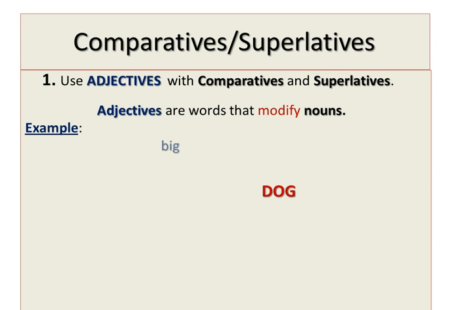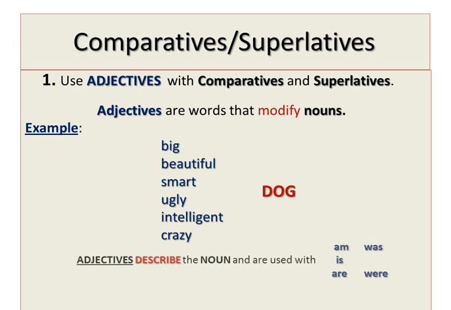Well, for example, we could say it was a big dog, or it was a beautiful dog, or again, a smart dog, an ugly dog. Or if your dog likes to chase cars, perhaps you would consider him intelligent, or you might consider him crazy. Adjectives describe the noun and are used with the auxiliary to be in its forms am, is, are, was, were. For example, the dog is big and beautiful. The big dog is beautiful.